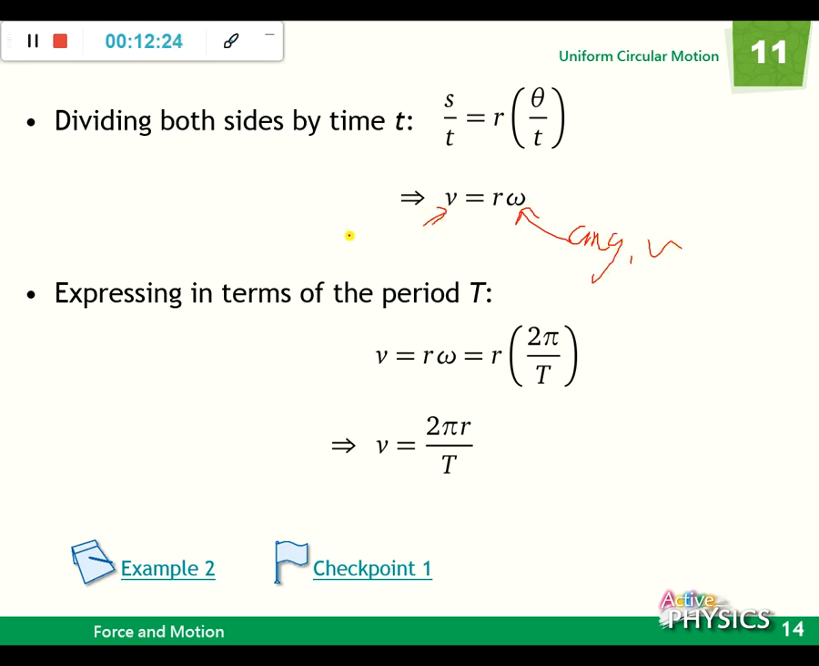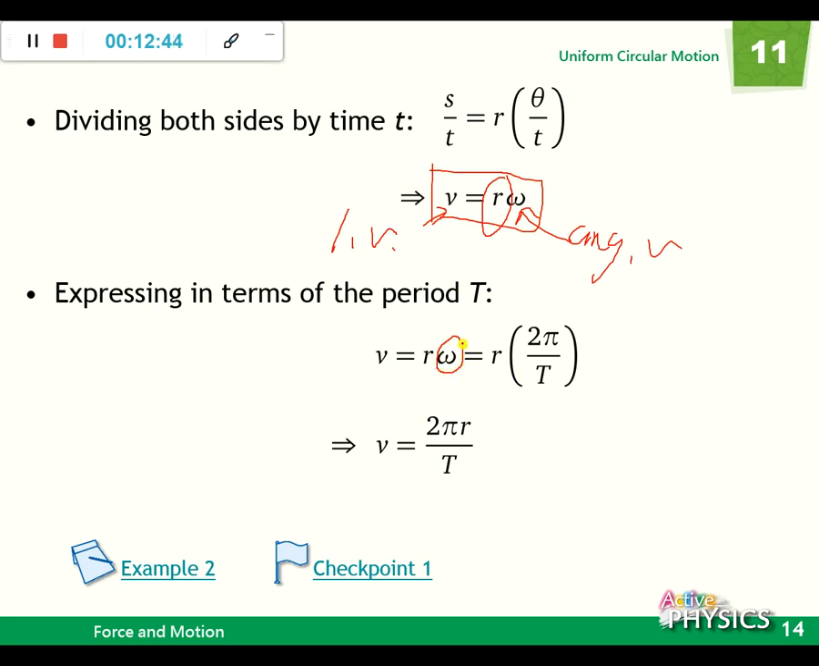This v should be linear velocity. How to link them together? We will use the radius to link them together. Then this one is the linker between angular velocity and linear velocity. Okay? And here, next case.